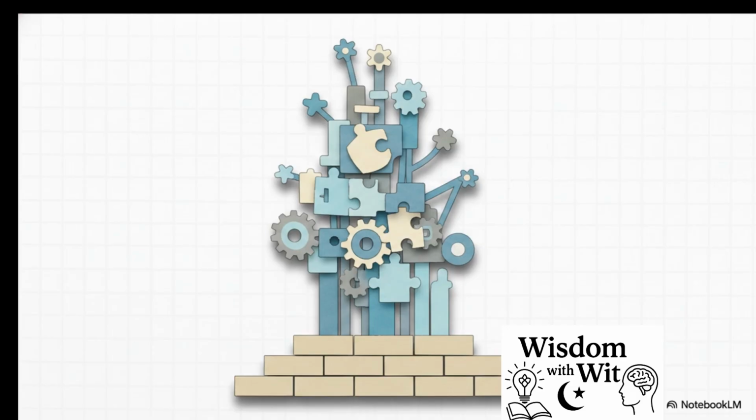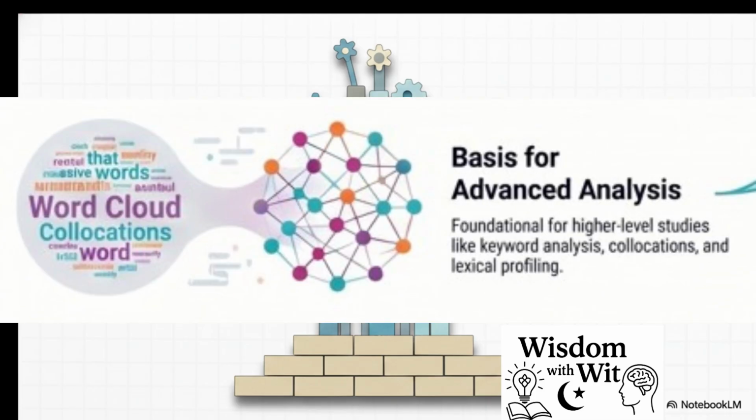And beyond just comparing genres, these lists are the launchpad for, well, everything else. We're talking keyword analysis, collocation studies, where you look at words that frequently hang out together, lexical profiling, and complex statistical measures like MI or T-scores. The crucial takeaway here is that without these foundational frequency counts, none of those advanced, high-level corpus methodologies could even exist. They're the absolute bedrock of modern linguistic research.